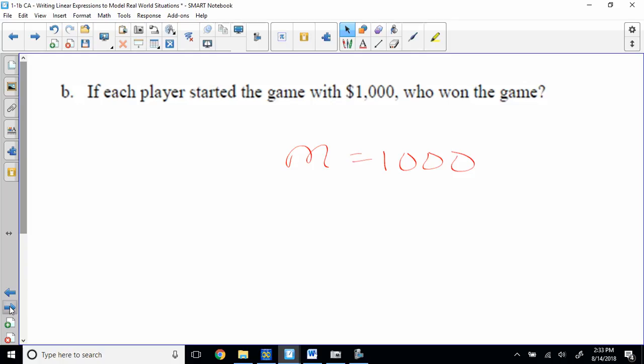For homework, you're going to plug M back into your expressions and be able to tell me who brought home the money. Right? You understand? In the scenarios.